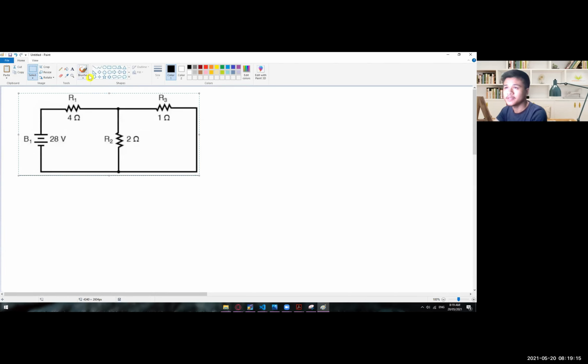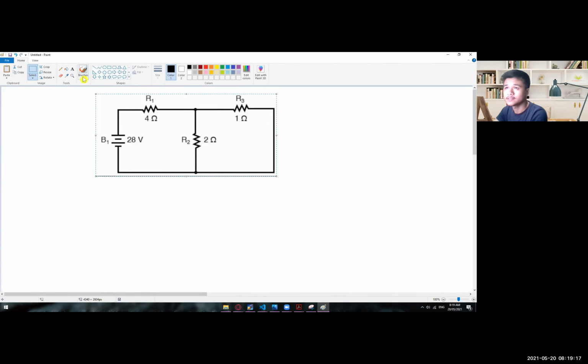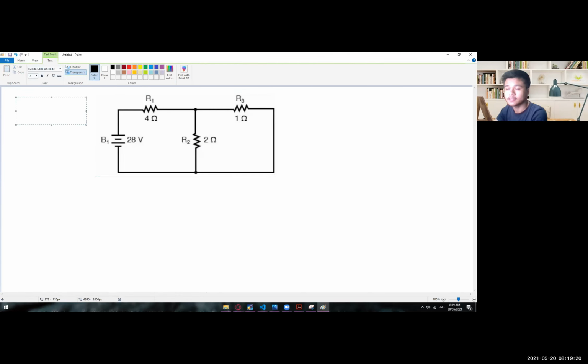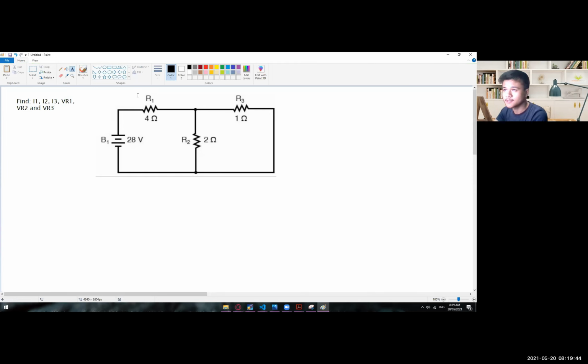So in here, the ones that we are looking for: find I1, I2, I3. Those are the individual currents, and then we also need the voltage drops of those resistors: VR1, VR2, and VR3. So we need to solve those six. Let's start. The first thing that we can do is find the total current, so finding the IT.